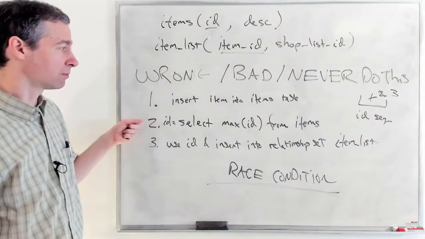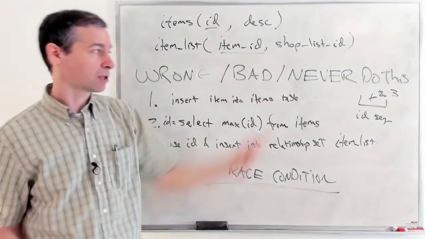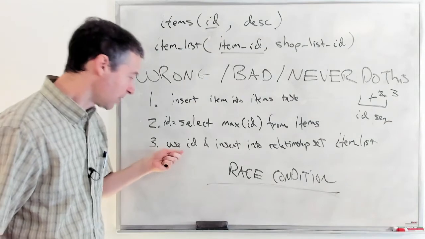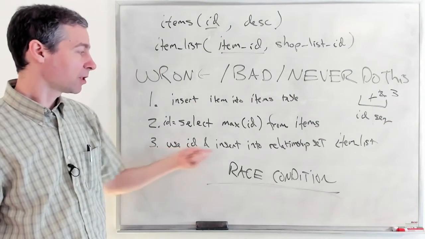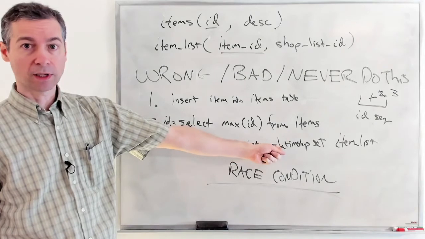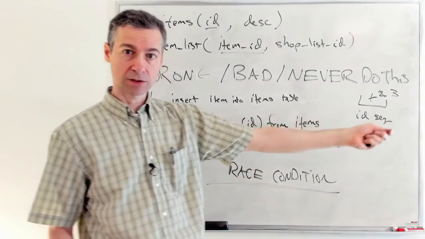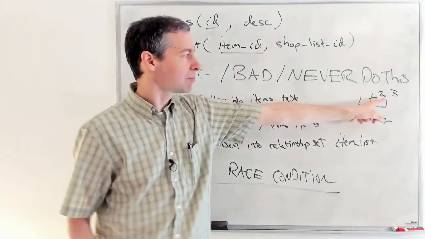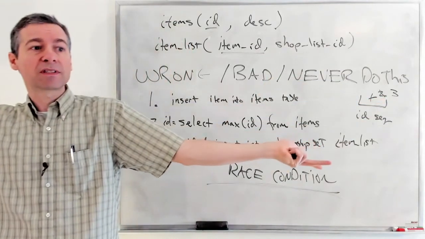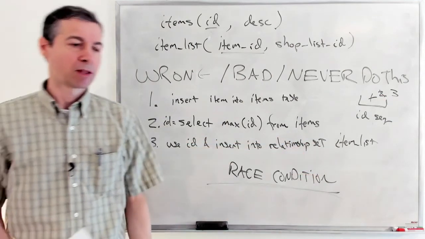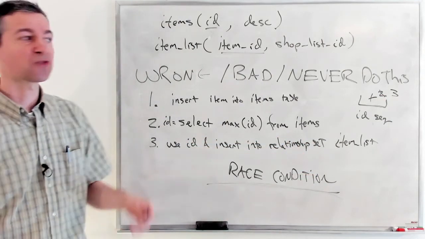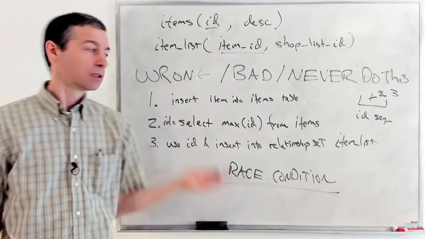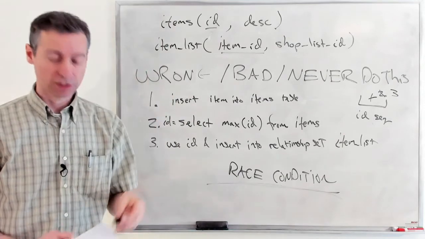Now this person runs and the max ID is 3. The other person gets a max ID of 3. This person inserts 3 and the item list. The other person inserts 3 and some other item list. Wait a second. Whatever happened to item 2? Item 2 is lost to the wind. Item 2 just floats forever in the items table, never being connected to a list via the relationship set.